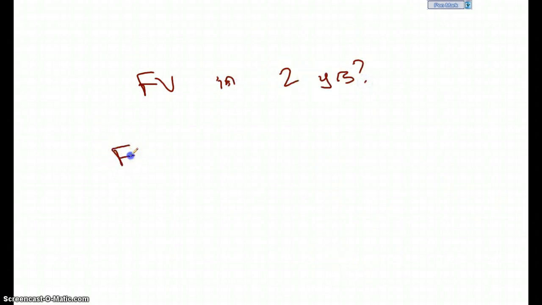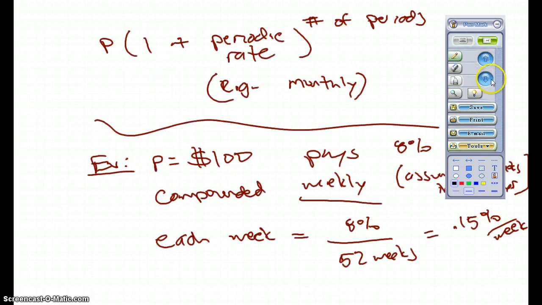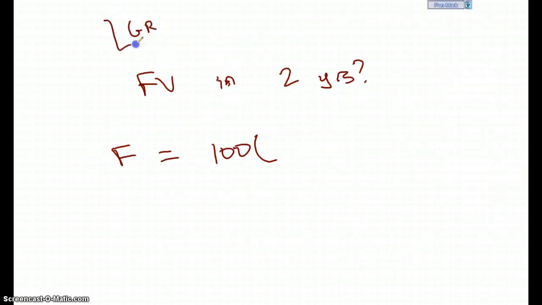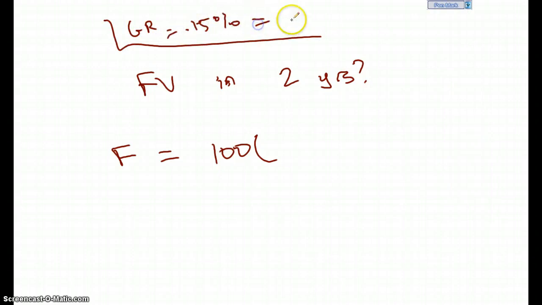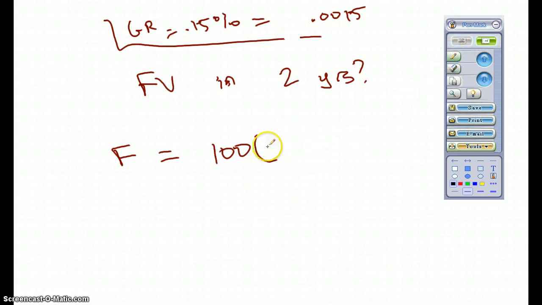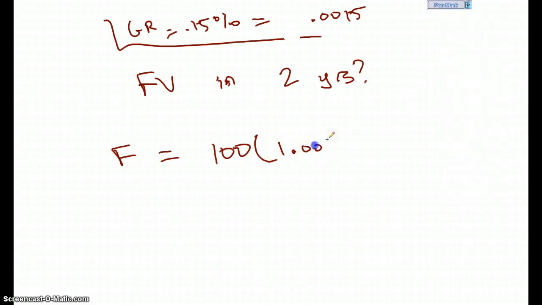Well, we know that our future value is equal to what we start with, or what we deposit, which is 100, times, in this case, what is the growth factor? Well, we know the growth rate is 0.15%, which is equal to, be careful here, 0.15 divided by 100, which is going to be 0.0015. So that means that our growth factor would be 1 plus that, because that's the amount of growth every week.